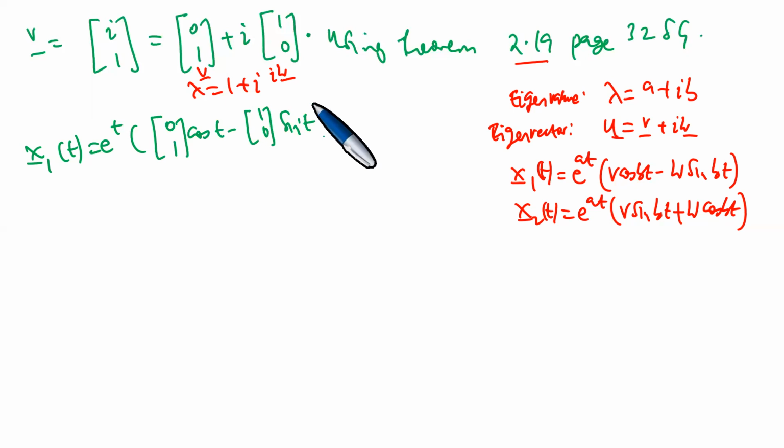Why is it like this? Because the a is 1 from the 1 plus i, and then the b is also 1, the coefficient of the imaginary part. These can be written together. We can multiply out everything, and this can be written as e to the t into minus sine t, and then cosine t.